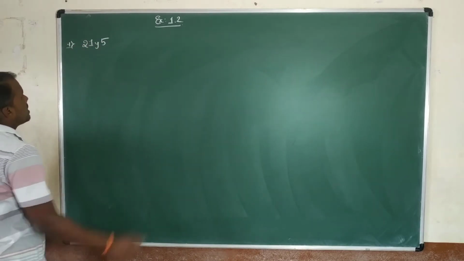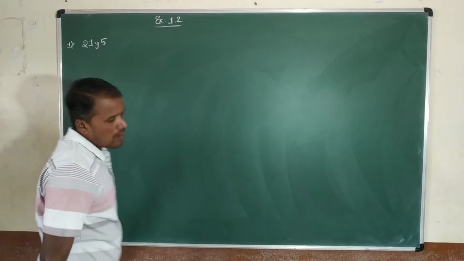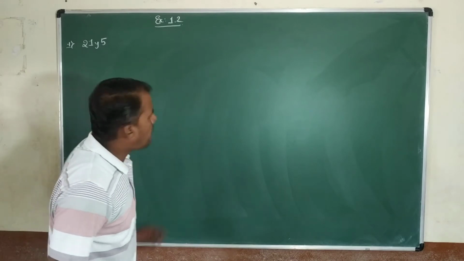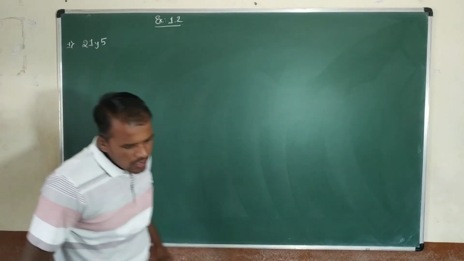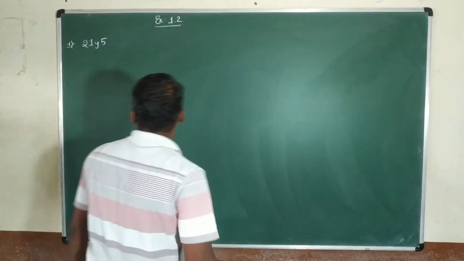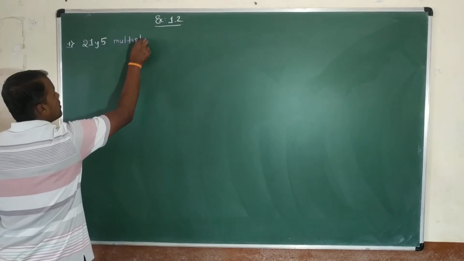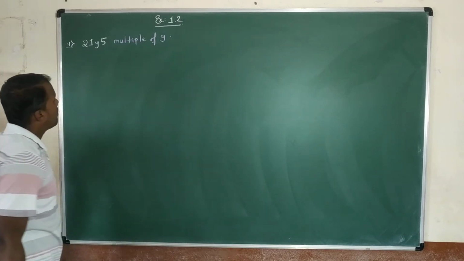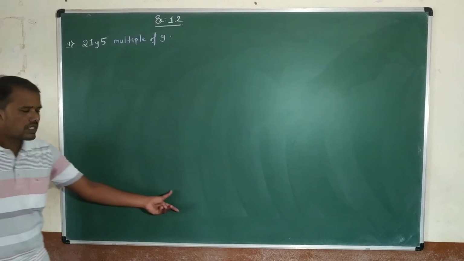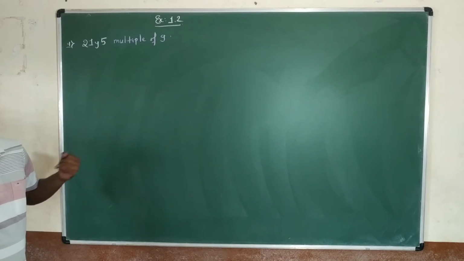21y5 is a multiple of 9. They asked that it is a multiple of 9. Then find the value of y. We know divisibility of 9. Just now we studied divisibility of 9. From that concept, you find the value of y.